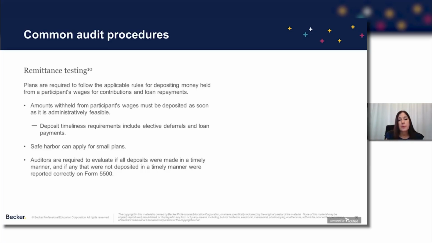So there's no safe harbor. I can't stress that enough. 3 days, 5 days, 7 days, there's no safe harbor for a large plan. There's no safe harbor when it comes to someone being out sick or on vacation. Those are not legitimate excuses in the eyes of the DOL for why the amounts were not remitted timely.